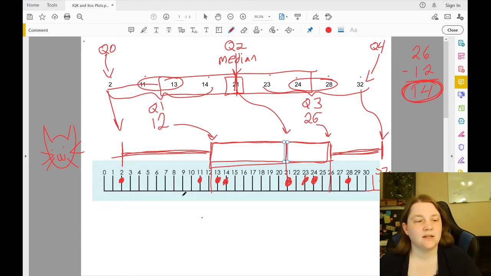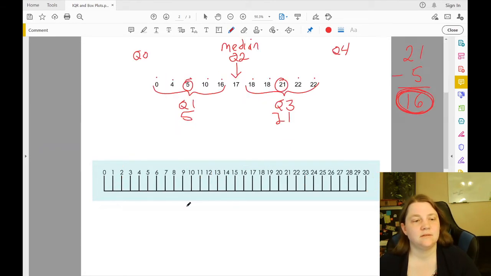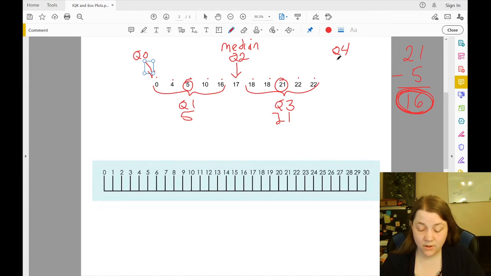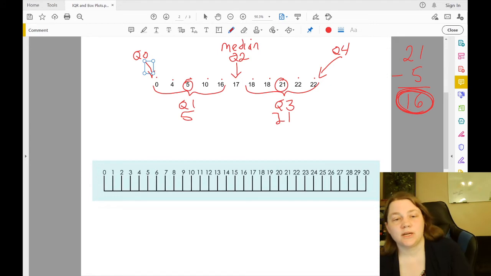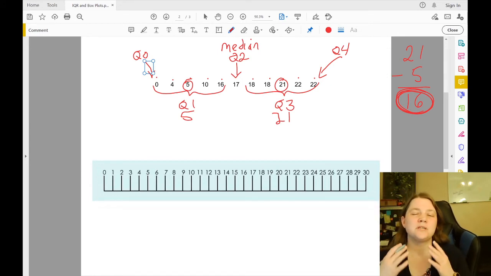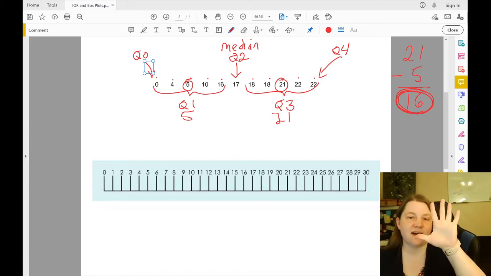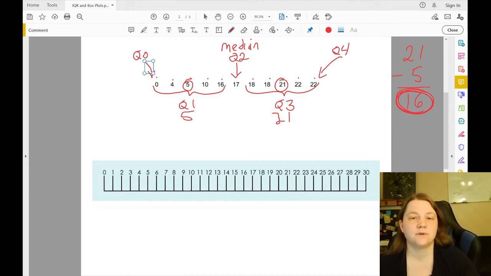Let's go ahead and take a look at another problem. And again, this is based on things that we've already done. We see quartile 0, we see quartile 4, we have our median, quartile 2, we have quartile 1 and quartile 3. I want you on the number line to take a look and predict where I'm going to put those 5 lines, those 5 vertical lines for the box and whisker plot.